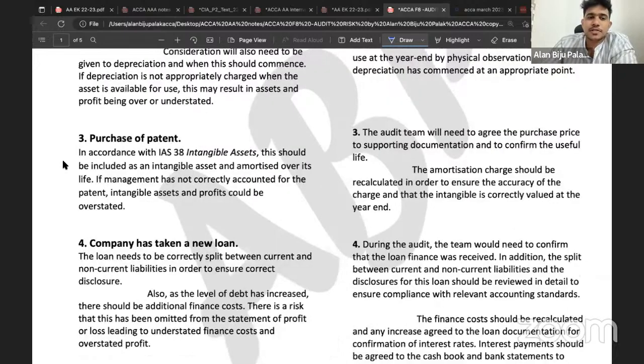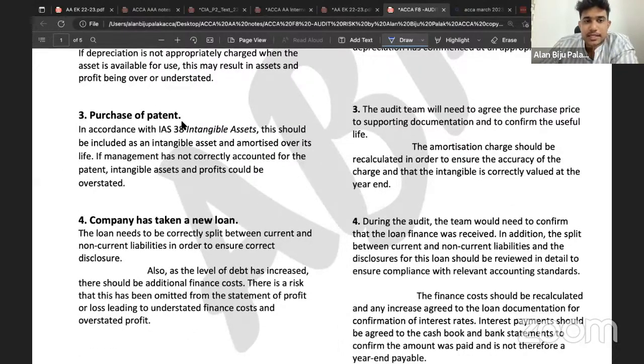Now in most majority of cases, it may be mentioned that the company might have purchased an intangible asset. It can be any intangible asset like patent, copyright, trademark, license, brand name. So in case a company has purchased an intangible asset, it has to be correctly included as an intangible asset and should be amortized over its useful life. And what will be the risk there? There can be chances that the company might not have charged the amortization charges appropriately. Then the intangible asset and profit will be overstated.